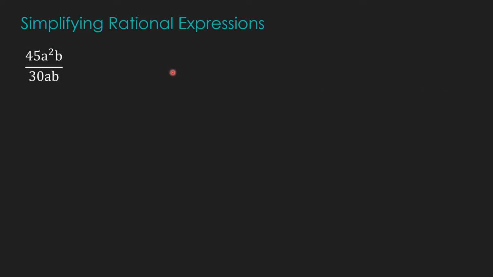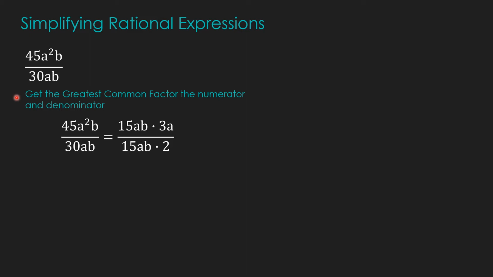Alright, so let's now go to our second example, and this time we have 45a squared b over 30ab. Again, the first part of the solution is always to get the greatest common factor of our numerator and denominator. And for this one, these are the factors. So for 45a squared b, we have 15ab times 3a. And then for 30ab, we have 15ab times 2. Pangutana, giunsa na siya pagkuha.